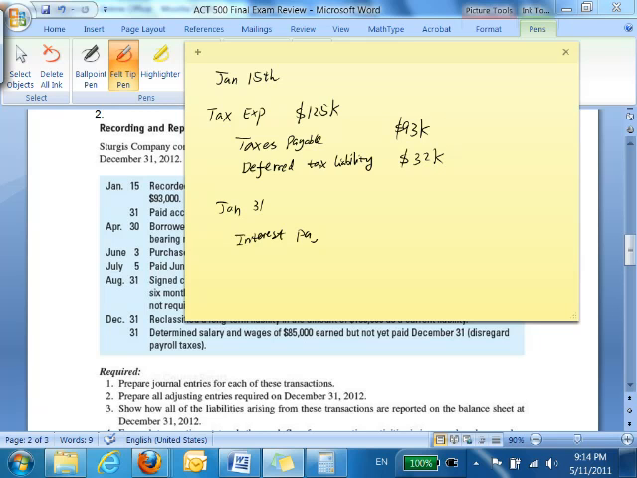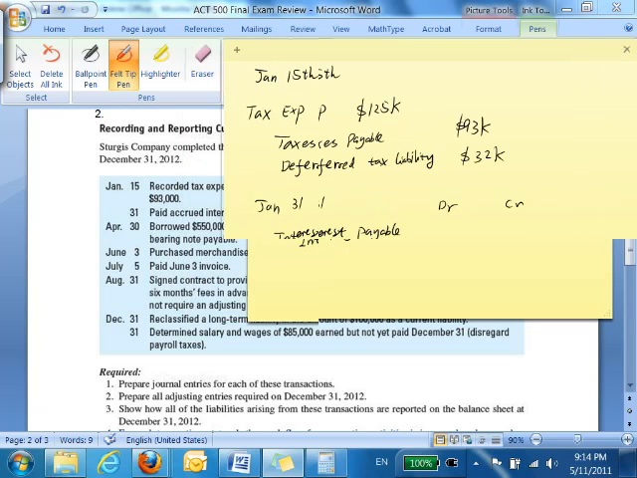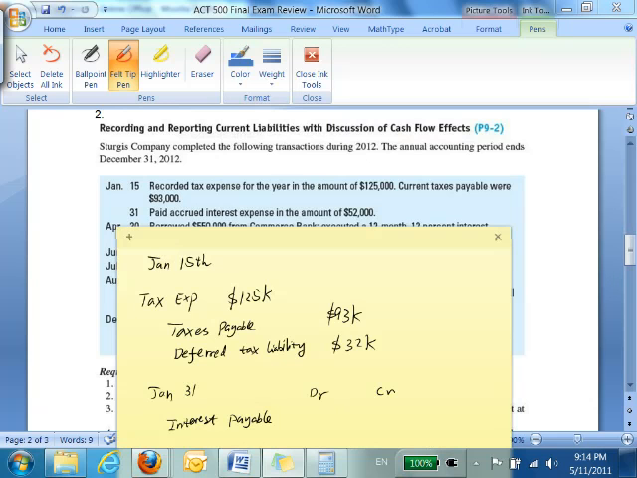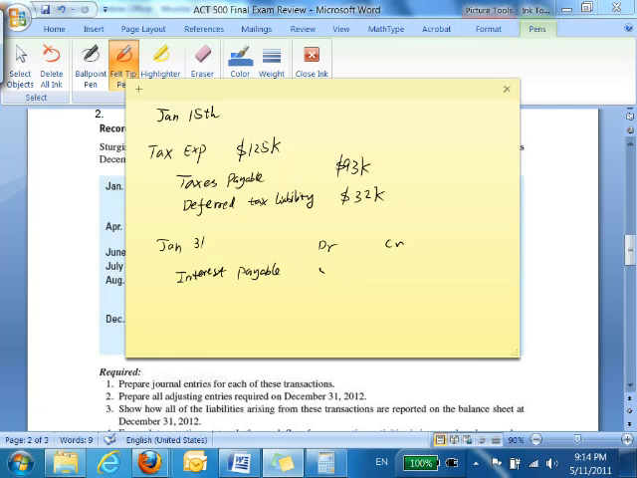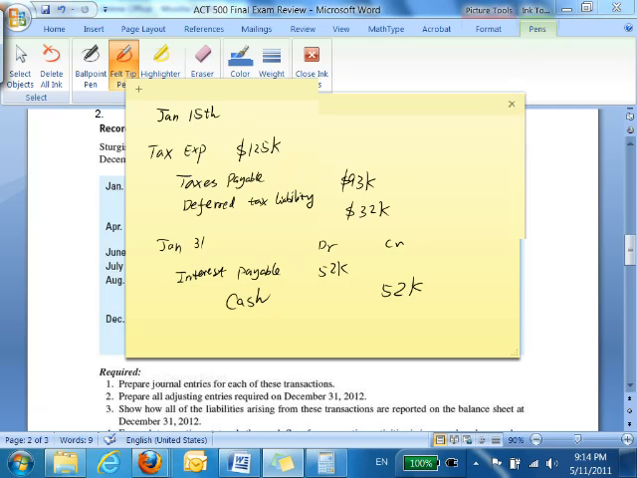So interest payable, any payable is liability. If payable is paid, liability is reduced. Okay, then the credit. We reduce the interest payable by 52,000. And okay, how do we pay the interest payable? We use cash. Cash is an asset. Asset reduced, put on the credit side. Cash is reduced by 52,000. January 31st. Okay.